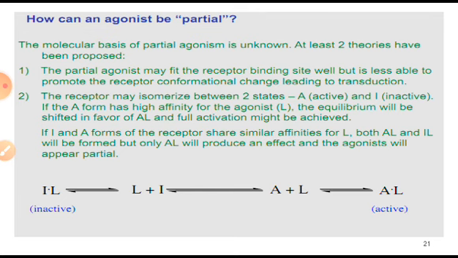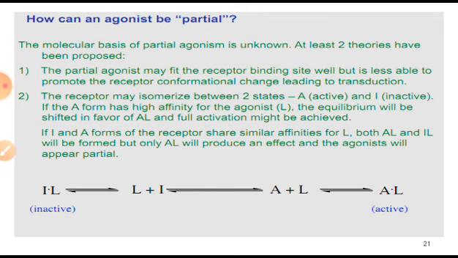So what happens, first theory: they are fitting into it, but they are not able to produce the conformation change in the receptor. That's why the responses will not be sufficient or optimum. The second theory says the receptor may isomerize between two states. You know that receptors have the tendency of having an active state and an inactive state.